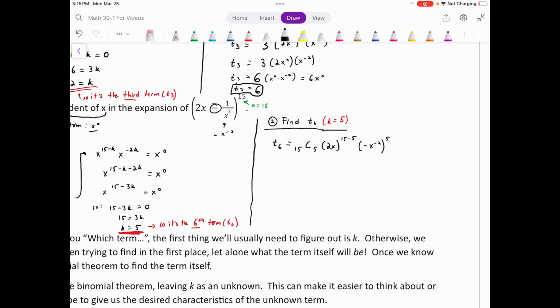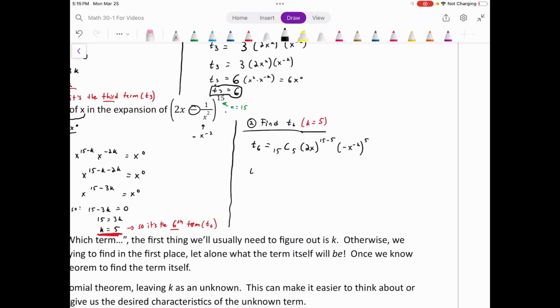Okay, so moving on here, we've got that the sixth term, 15 choose 5 is just 3003. That's one we'd need our calculator for probably. Times 2x to the 15 minus 5, so that's 2x to the 10, like we said. And then here, we've now got, okay, let's think about this, right? We have a negative x to the minus 2 being raised to the power of 5. So we know that we can multiply that negative 2 by that 5 to get this is x to the negative 10. But is it negative x to the negative 10 or x to the negative 10?